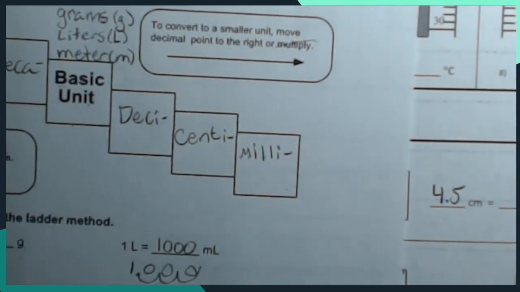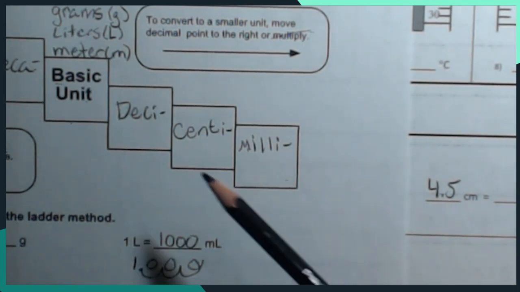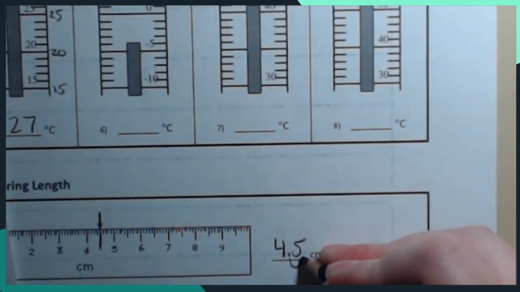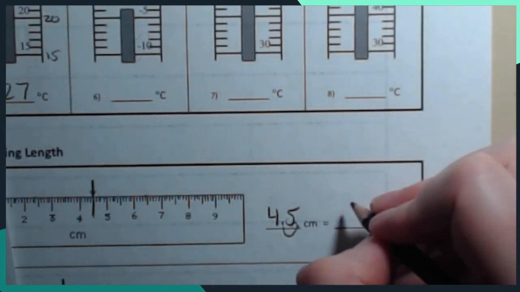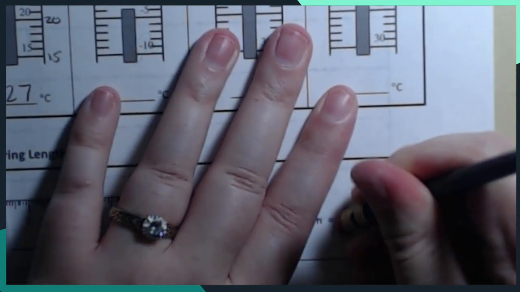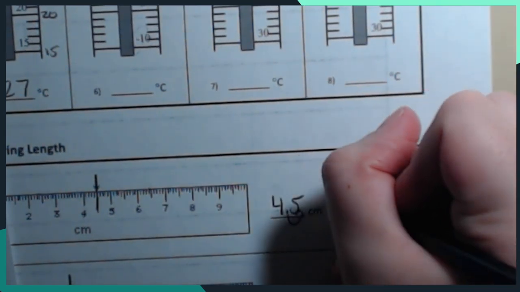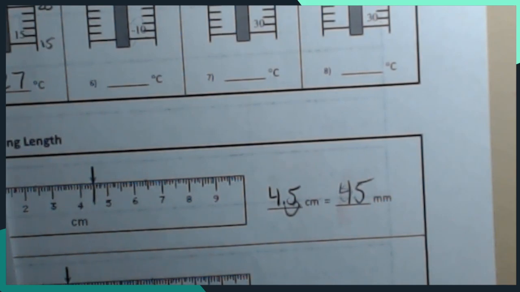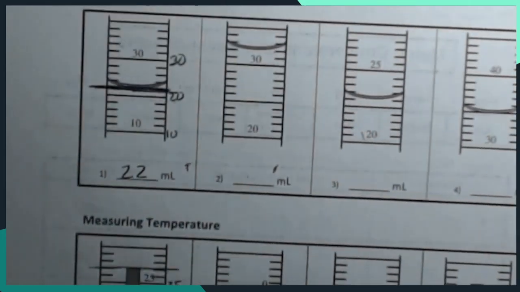So pull out my handy dandy table here again. Centimeters to meters to millimeters. Centimeters to millimeters. Move our decimal over 1. And we get, let's try this again, and we get 45 millimeters. Okay? That's all you're doing the back side.